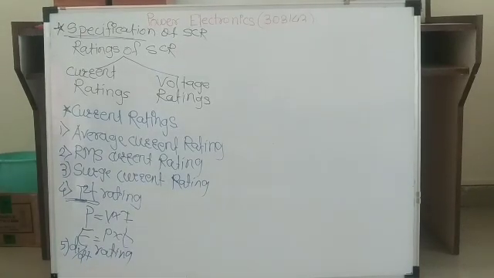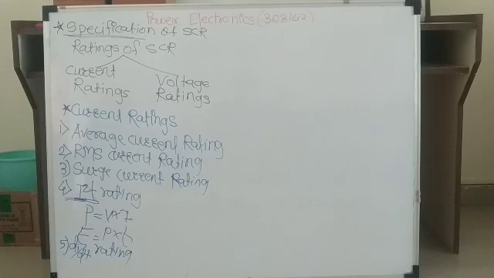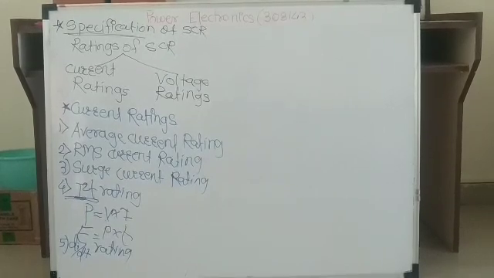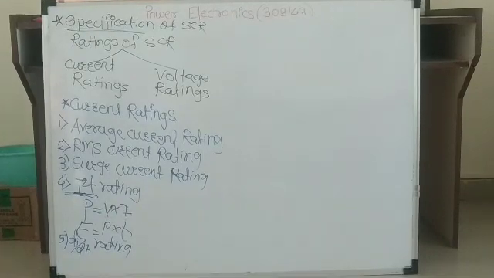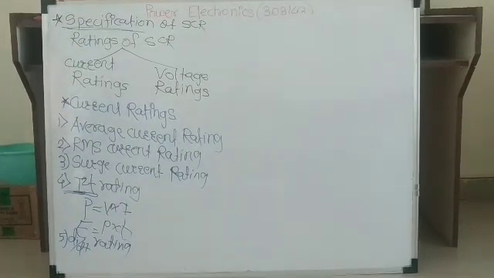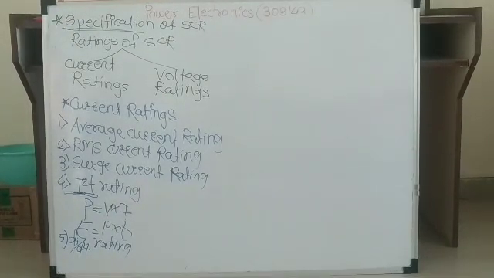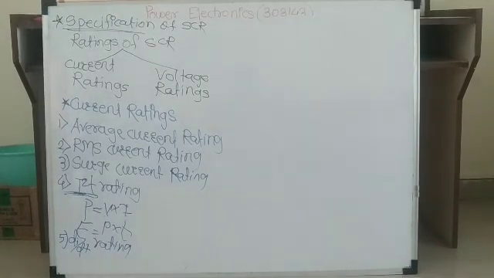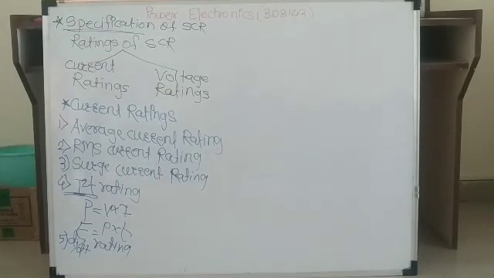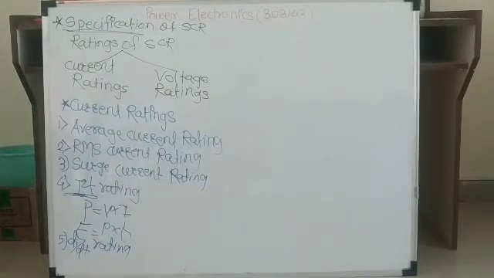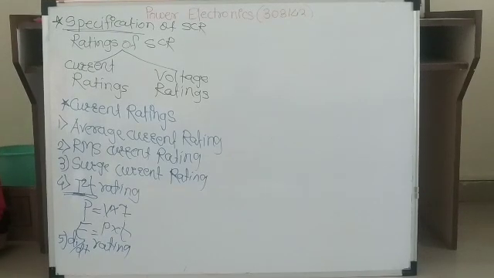One is the di by dt rating. This indicates the maximum tolerable rate of rise of anode current, because di by dt denotes the variation in current, that is, current varying with time. It indicates the maximum tolerable rate of rise of anode current.